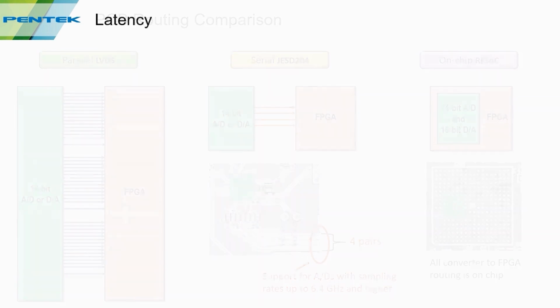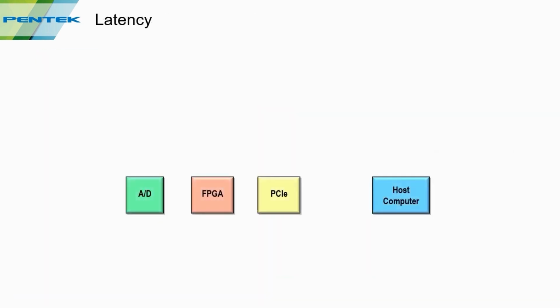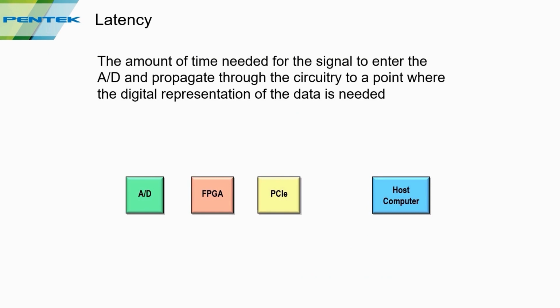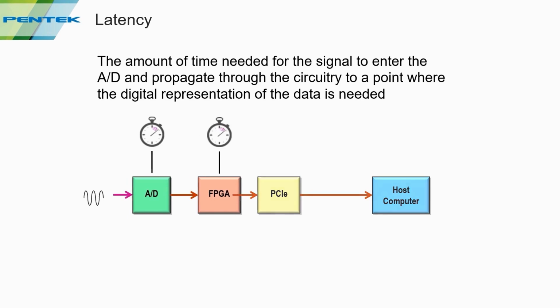So now let's look at latency. In this case, I'm defining latency as the amount of time needed for the analog signal to enter the A to D and propagate through all the circuitry and eventually end up where the digital representation is needed, like in the FPGA. So graphically, it's from here to here.